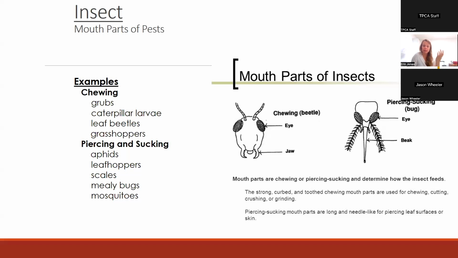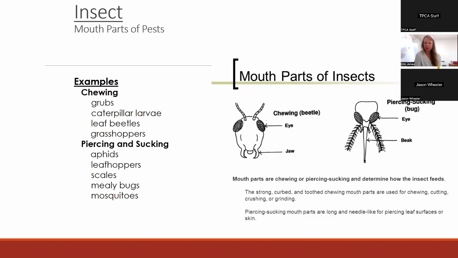Let's see, leaf beetles. So we think about maybe an elm leaf beetle that feeds on elm trees. Those guys are going to have chewing mouth parts because they are beetles. They fall into the order Coleoptera. And then grasshoppers always have chewing mouth parts. So anything in their order, which is Orthoptera, will have chewing mouth parts.